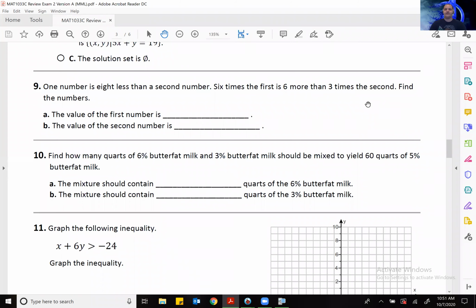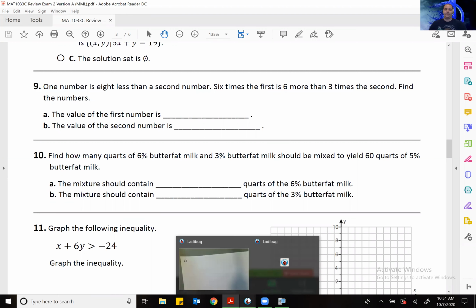Okay? So number 9 says that one number is 8 less than a second number. 6 times the first is 6 more than 3 times the second. Find the numbers. So, what are we dealing with here? Is this a translation or is this standard form?